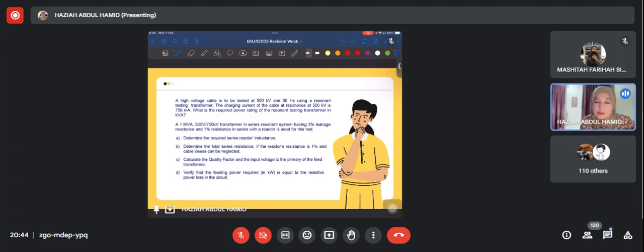Okay, so all transformers will have a reactance component, or inductance component, and a resistance component. So in this case, the transformer is rated at 500 volt to 750 kV, and it feeds the series resonance circuit, and the transformer's power rating is 1 MVA. And its reactance is 3%, resistance is 1%.